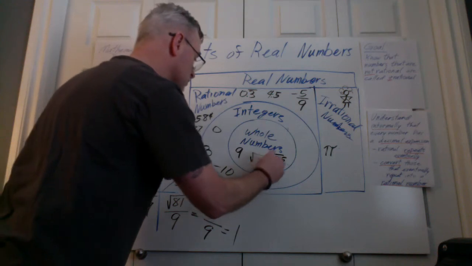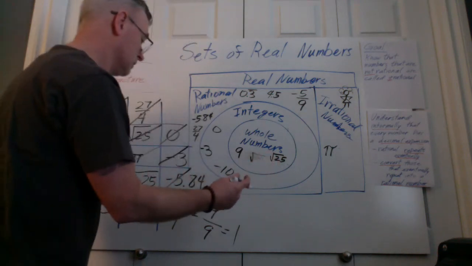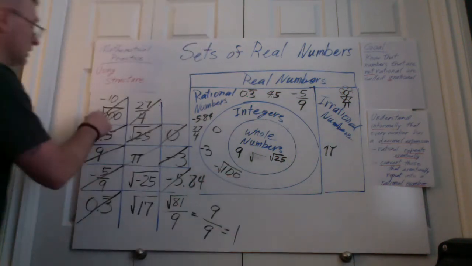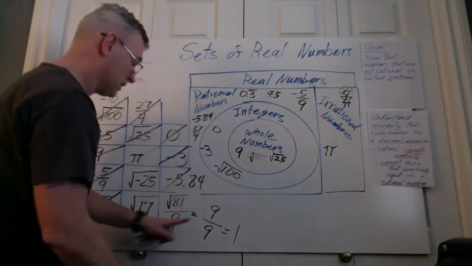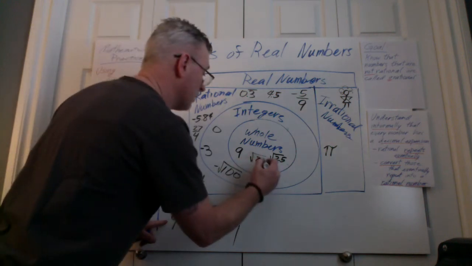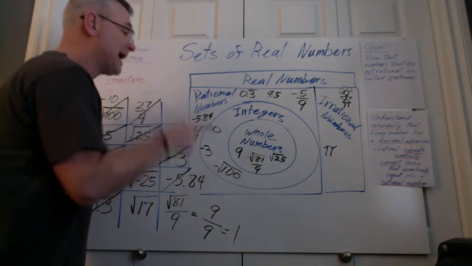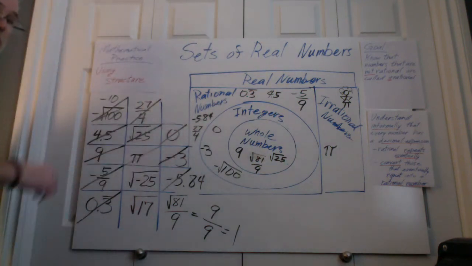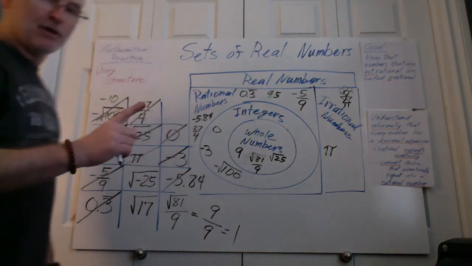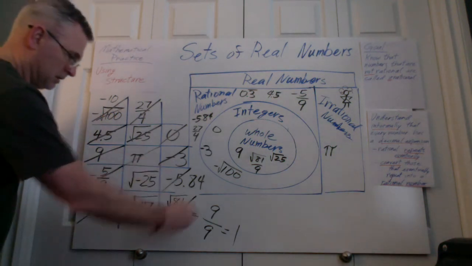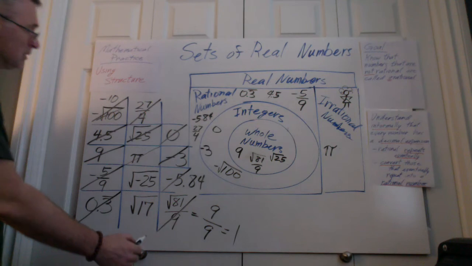So we're going to put the square root of, let me mark this again here. This should have been the square root of 100, negative square root of 100. And then this one is going to be the square root of 81 over 9, which is really a whole number because the square root of 81 is 9. 9 over 9 is 1. That's a whole number because you can have a whole pizza. I must be hungry for pizza.